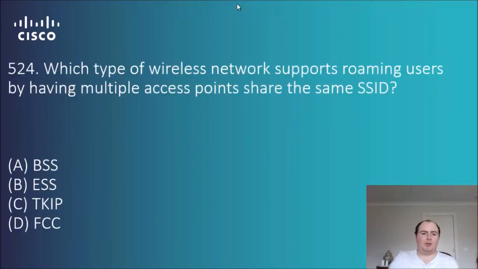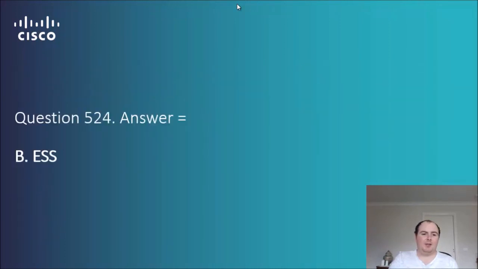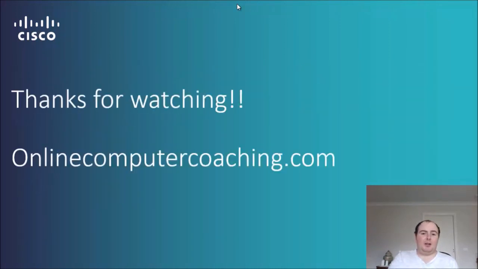5.24, which type of wireless network supports roaming users by having multiple access points share the same SSID? We've got BSS, ESS, TKIP, and FCC. As you would have seen recently, multiple access points sharing the same SSID are characteristics of an ESS, extended service set. That's all, guys.